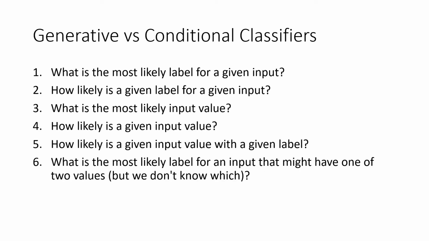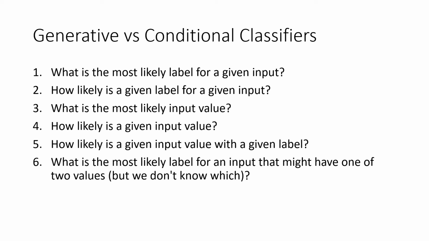An important difference between the Naive Bayes classifier and the maximum entropy classifier concerns the type of questions they can be used to answer. The Naive Bayes classifier is an example of a generative classifier, which builds a model that predicts the joint probability of an input and label pair.